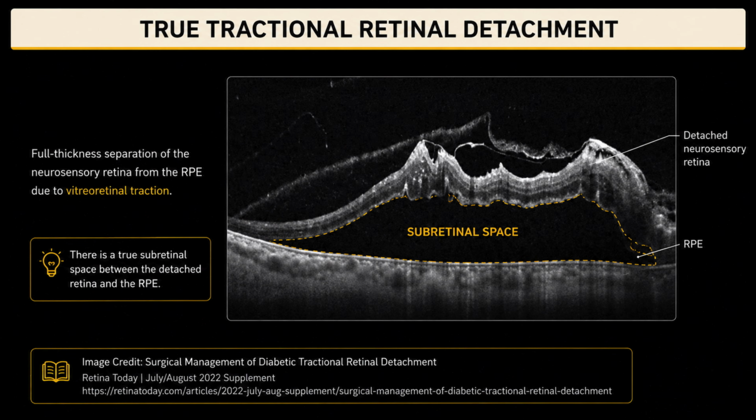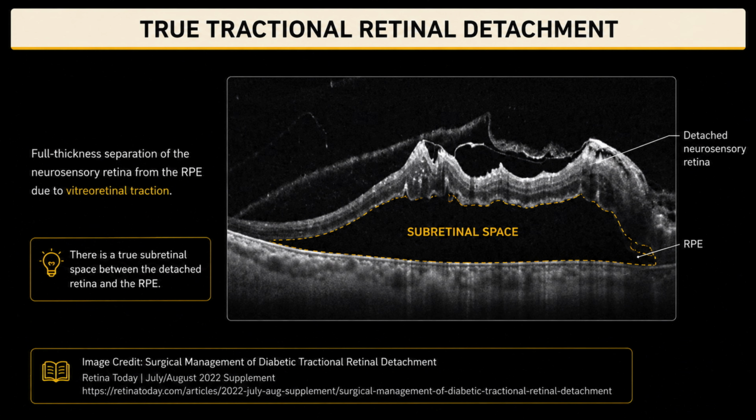A true tractional retinal detachment is said to be present only when the neurosensory retina has actually separated from the RPE and a subretinal space has formed. This distinction becomes particularly important on OCT because an elevated or distorted retina in proliferative diabetic retinopathy does not automatically mean that a true subretinal detachment is present.